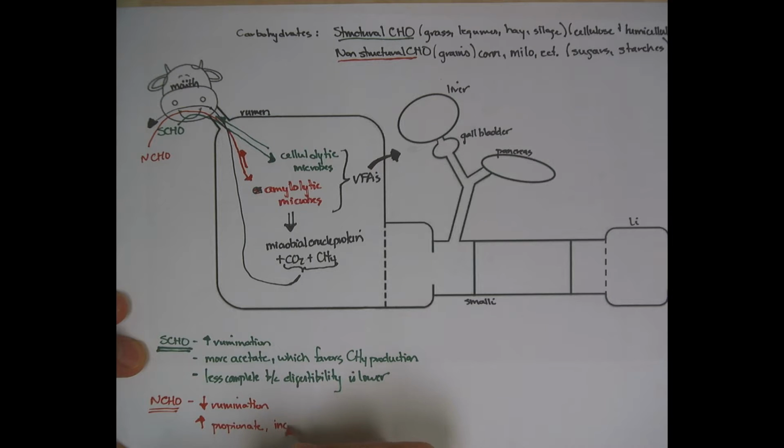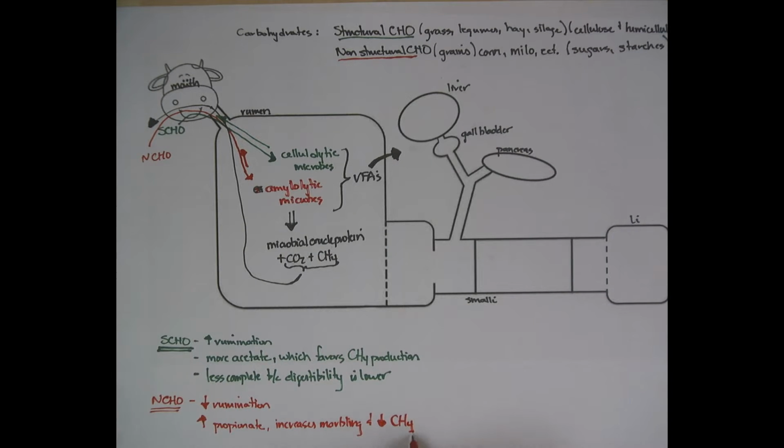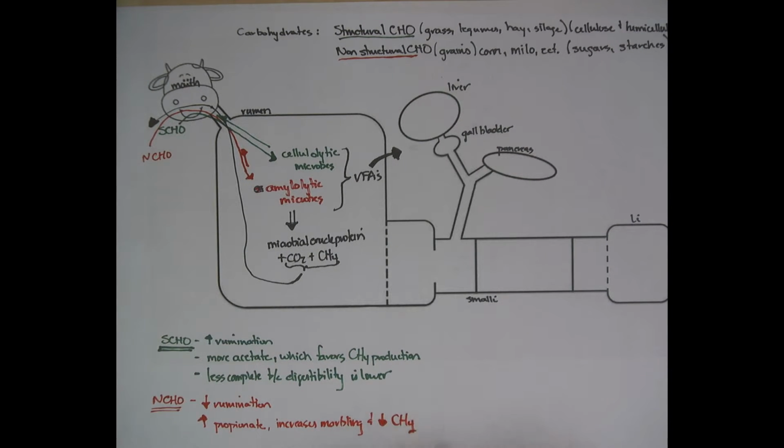So it increases marbling and decreases methane production. And the reason it's going to decrease methane production is propionate's a hydrogen sink, which means it accepts hydrogen during fermentation. And so that steals hydrogen away from methane. So a real positive is a decrease in methane.